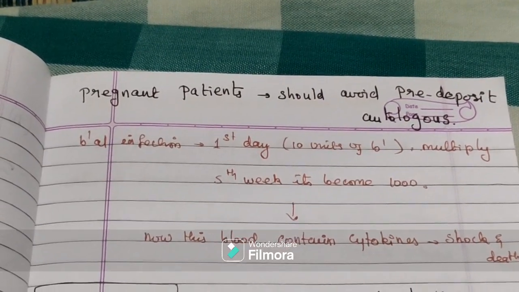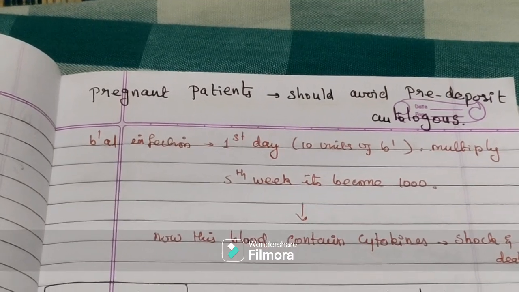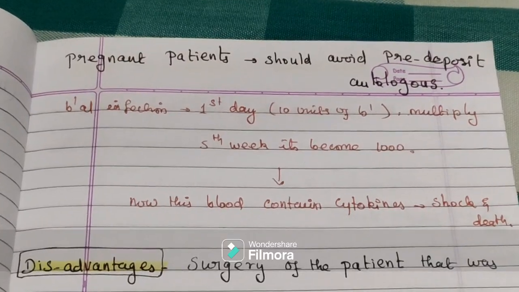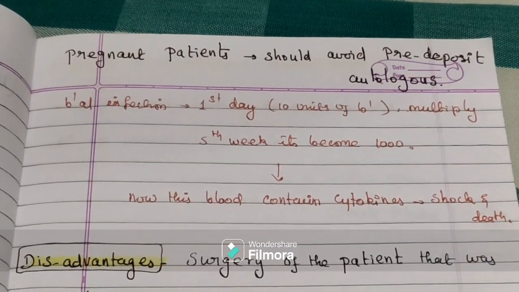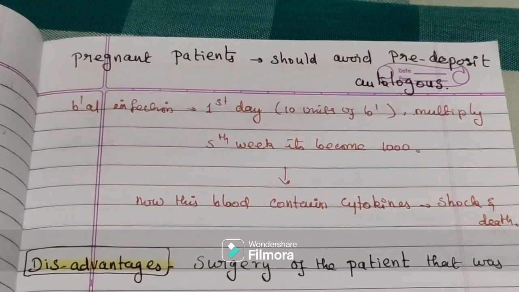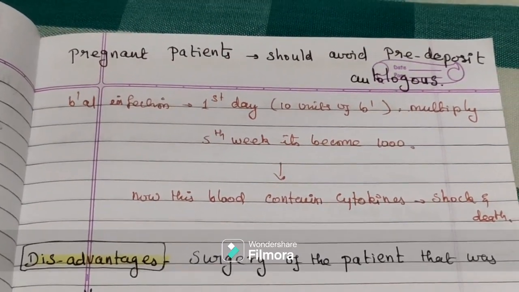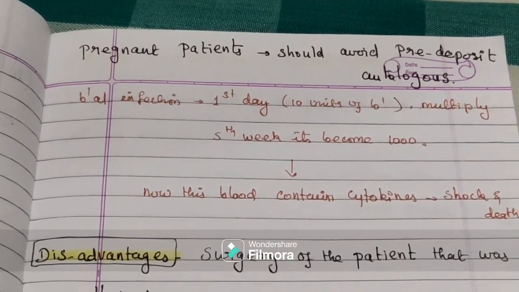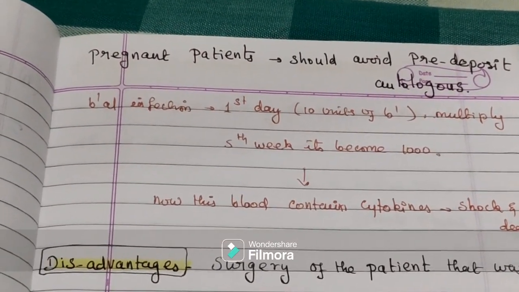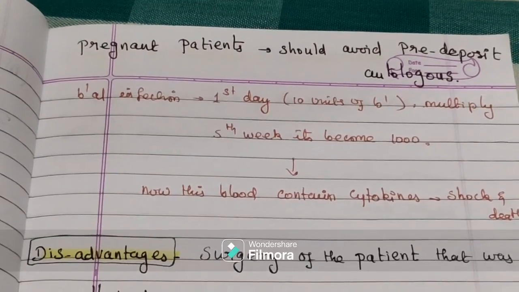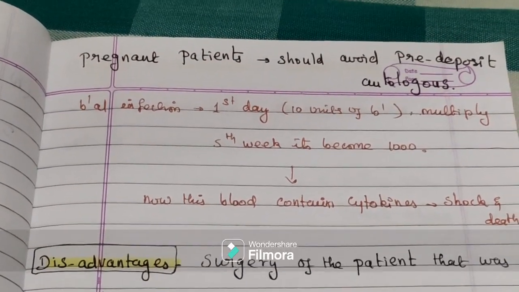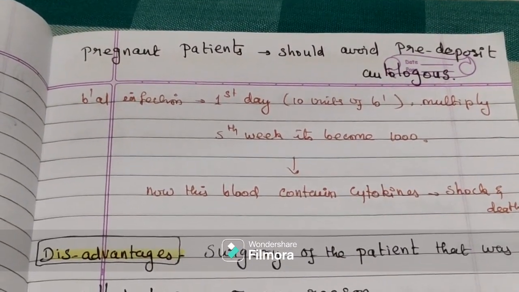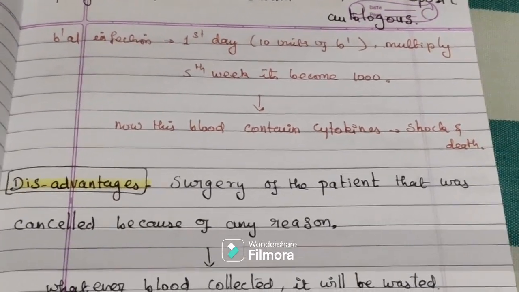And when this blood sample is given back to that patient, the sample now contains much cytokines. Bacteria secrete chemicals, many bacterial products, that might lead to shock, and the patient might die after this blood is transfused. Is this very clear? If the patient has bacteremia or fever, you should avoid sample collection for autologous blood transfusion.